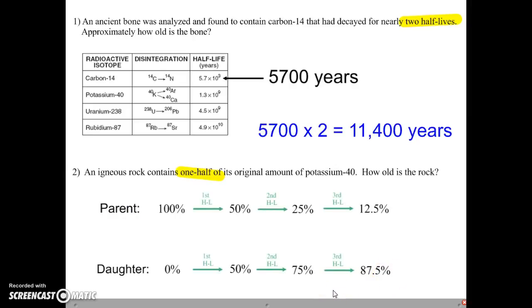My advice is to always draw this out on your paper and then use it for as many questions as you need to. Okay, so the rock has 50% of its potassium-40. So we know we started off with 100%, and if I'm left with 50%, that means it only went through one half-life. So for potassium-40, one half-life is 1.3 billion years. So that's how old this rock would be.